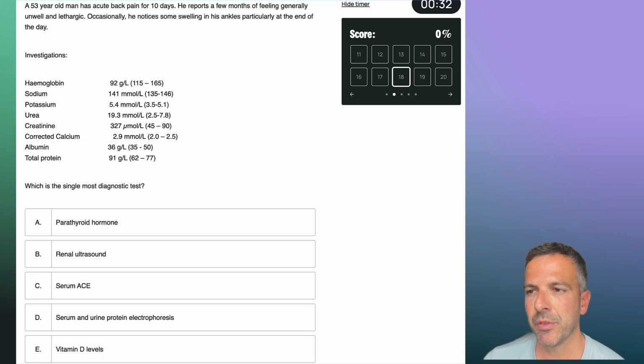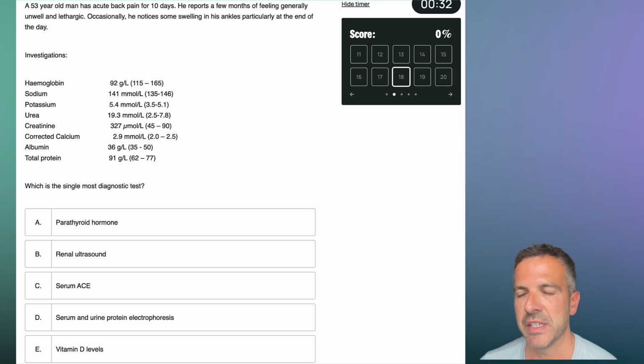So we have a 53-year-old man who has acute back pain for the last 10 days. He reports a few months of feeling generally unwell and lethargic. Occasionally he notices some swelling in his ankles, particularly at the end of the day. Now here we have a host of investigation results.